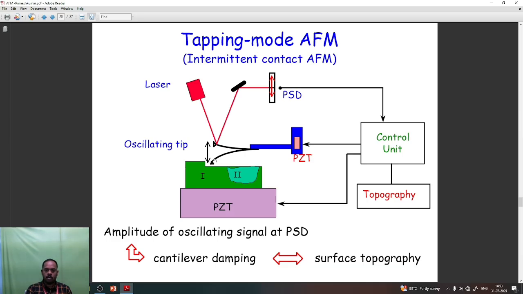So there will be a deflection in the laser beam on the cantilever tip. This deflection will be monitored by the piezoelectric scanner, and it will be converted into force, and that force will be converted into electrical signals. So this oscillating amplitude may differ. There will be a large deflection or a shorter deflection depending on the requirements.